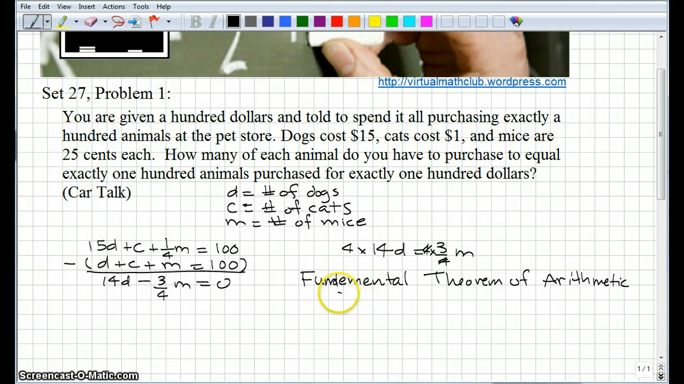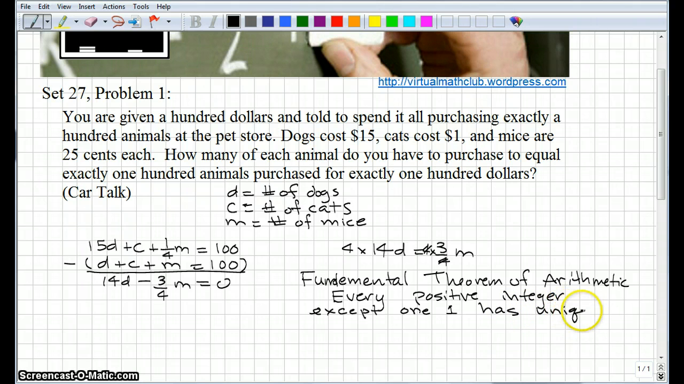And the fundamental theorem of arithmetic just says that every positive integer except one, meaning the number one, all right, I mean the numeral one, has a unique prime factorization, okay?